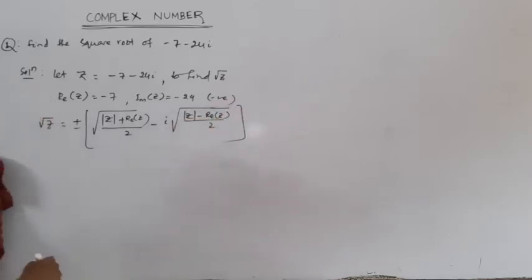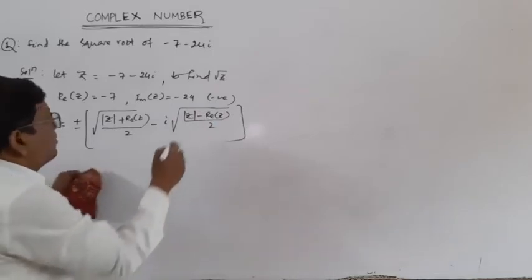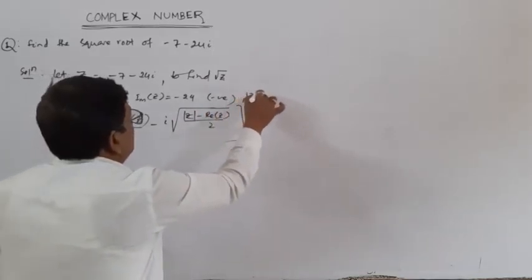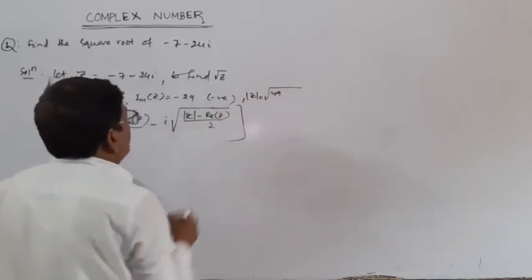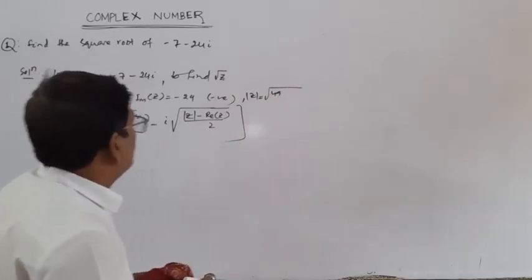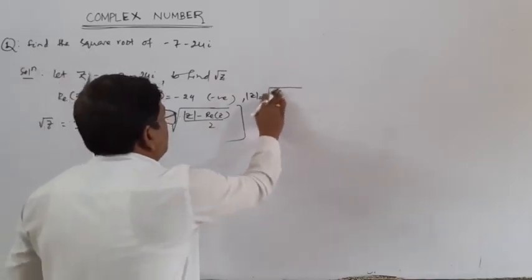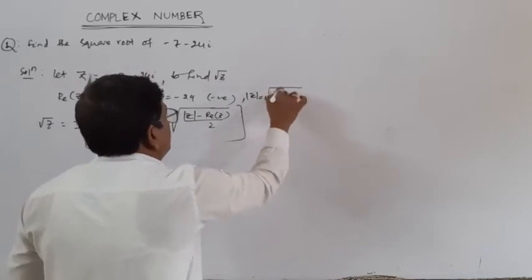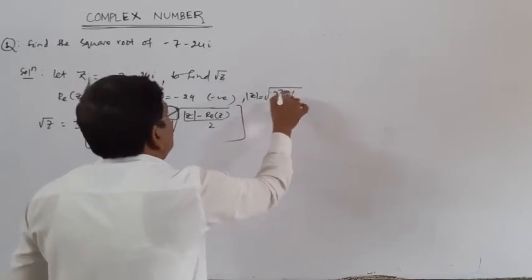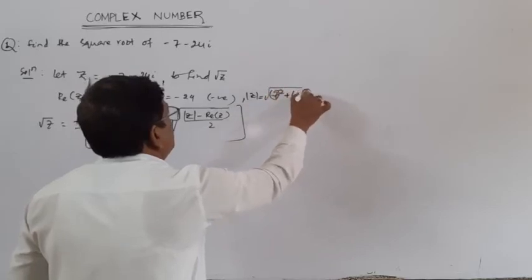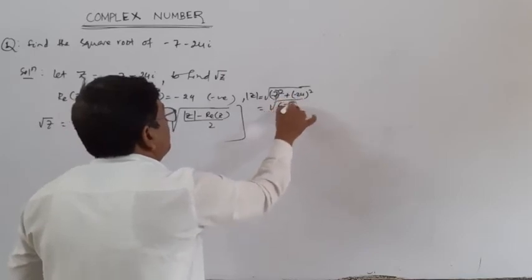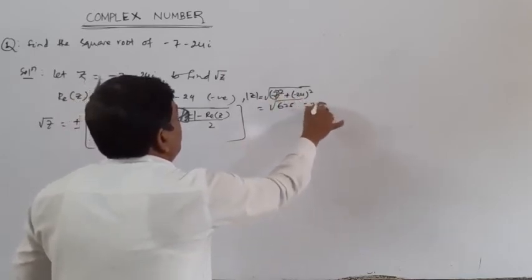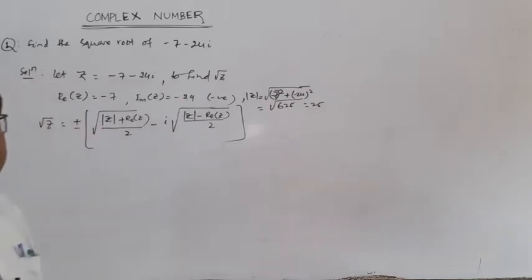So what is mod z? Mod z is equal to root over 7 square, that is 49, plus 24 square. This is minus 7 square, and this is minus 24 square. Calculating this, we get 625, and its root is 25. Mod z is 25.